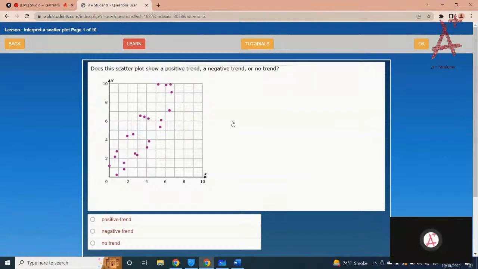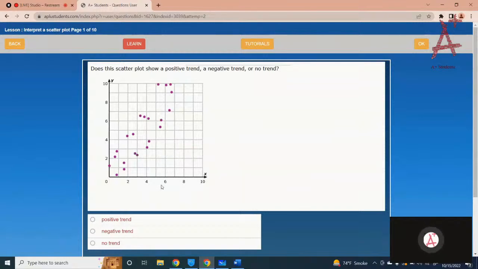Yes, if the values change in x and there is no change in y, that means there is no trend. If only the y value increases and x does not, that means there is no trend, neither positive nor negative. Got it? Okay, does the scatter plot show a positive trend, a negative trend, or no trend?